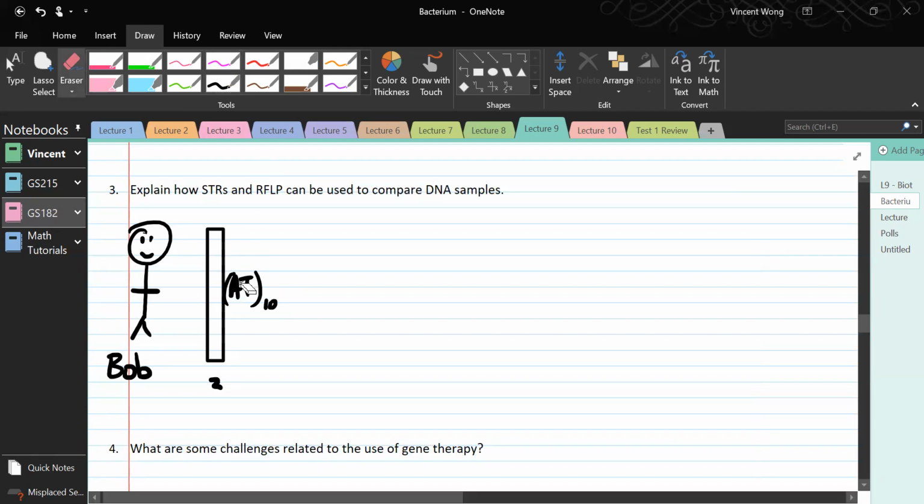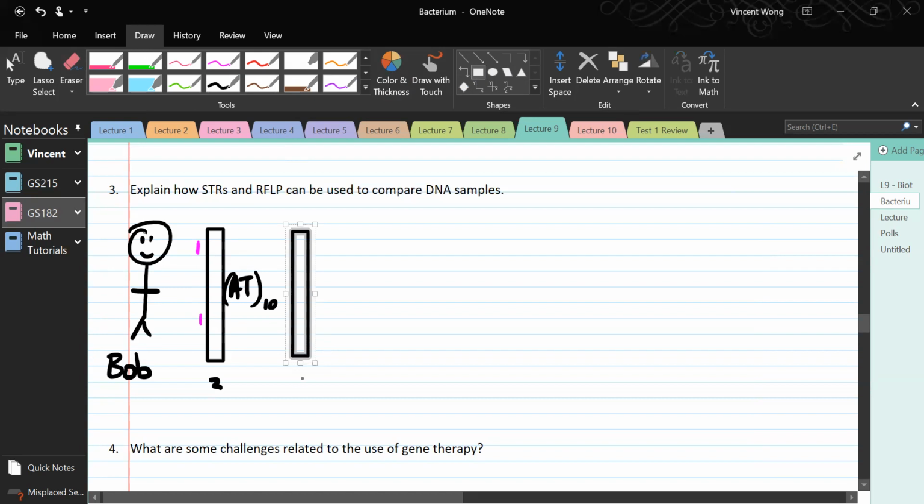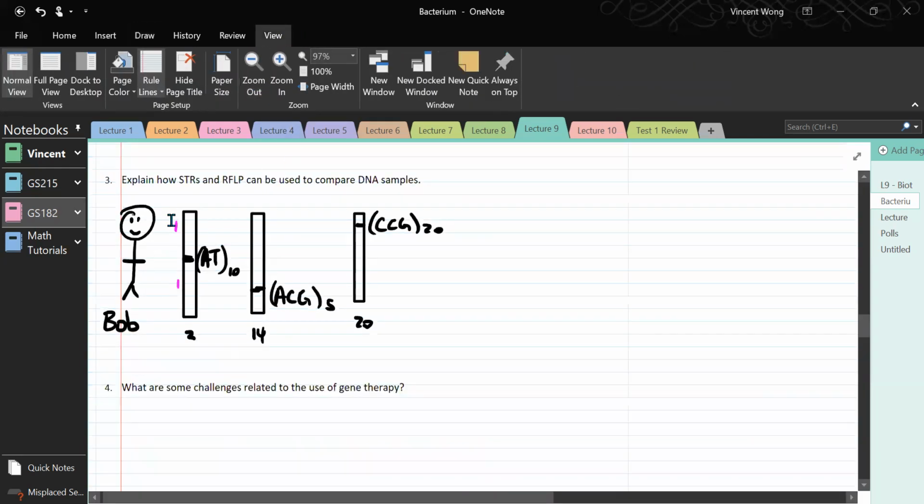And how do you know he repeats 10 times? Usually, for tandem repeats, we can find the sequence that's flanking it, and then we can just run PCR to clone that specific section. Depending on how long it is, we would know how many times it's being repeated. On a separate chromosome, let's say chromosome 14, there is going to be a repeat of ACG, repeated 5 times this time. And then on a third chromosome, say chromosome 20, there's CCG repeated, let's say, 20 times. So Bob has these short tandem repeats in his genome.